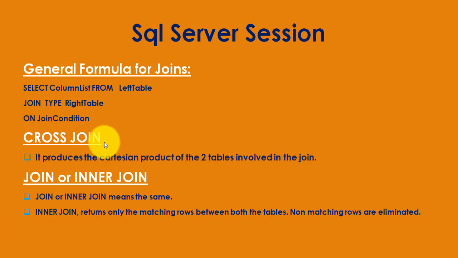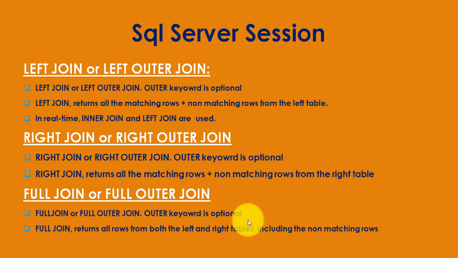Okay, now what is cross join? It produces the Cartesian product of the two tables involved in the join. Join or inner join mean the same. Inner join returns only the matching rows between both tables. Non-matching rows are eliminated. So what is left join or left outer join? The outer keyword is optional. Left join returns all the matching rows plus non-matching rows from the left table.